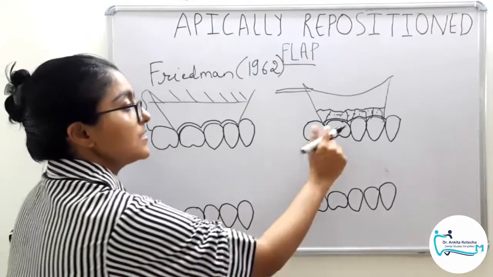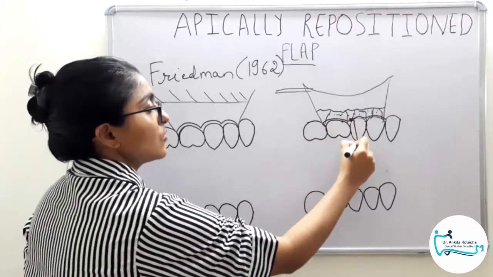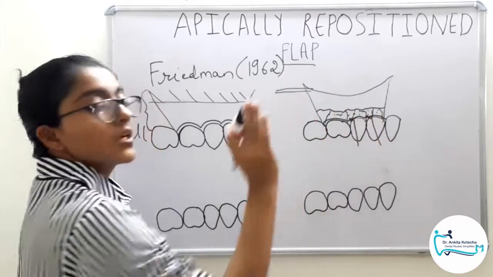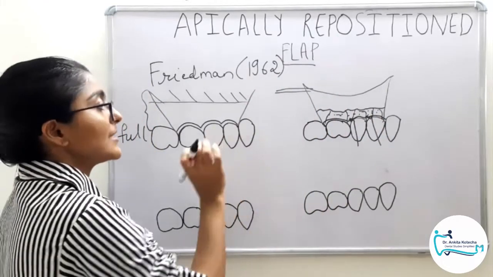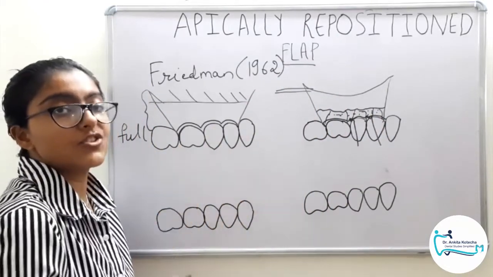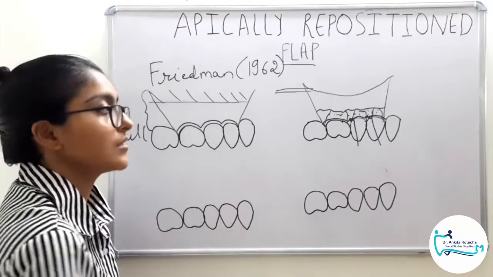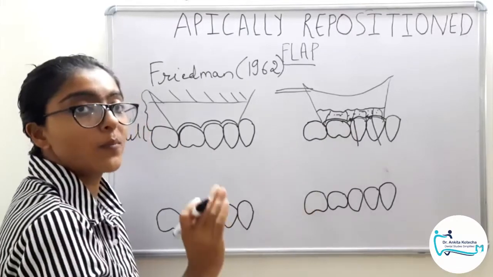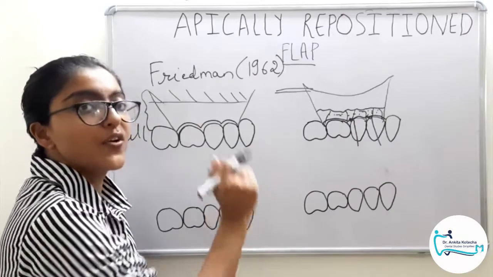So the next step is removal of this tissue. Clear? The tissue that was incised during the first incision, that is horizontal scalloped incision. That collar of the tissue from around the neck of the teeth has to be removed.